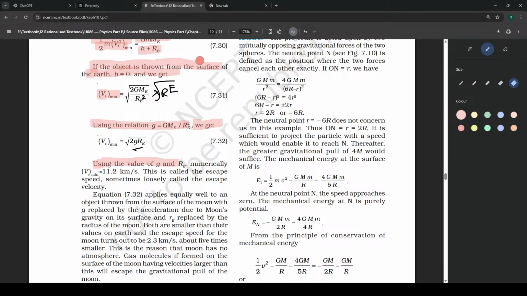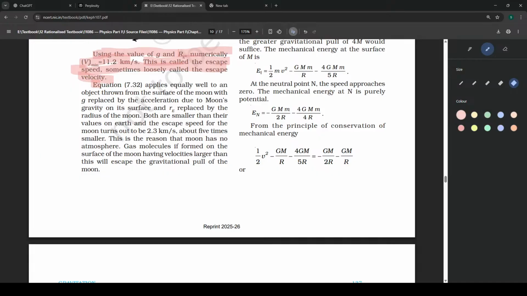It does not depend on mass here, it seems. By using the value of acceleration due to gravity as well as the radius of the earth numerically, the minimum escape speed is 11.2 kilometers per second, not per hour, it is 11.2 kilometers per second. This is the minimum escape speed for any body irrespective of the mass.